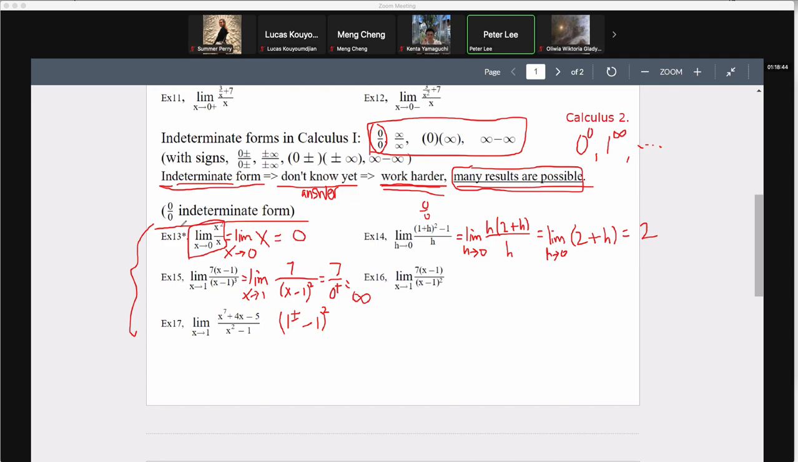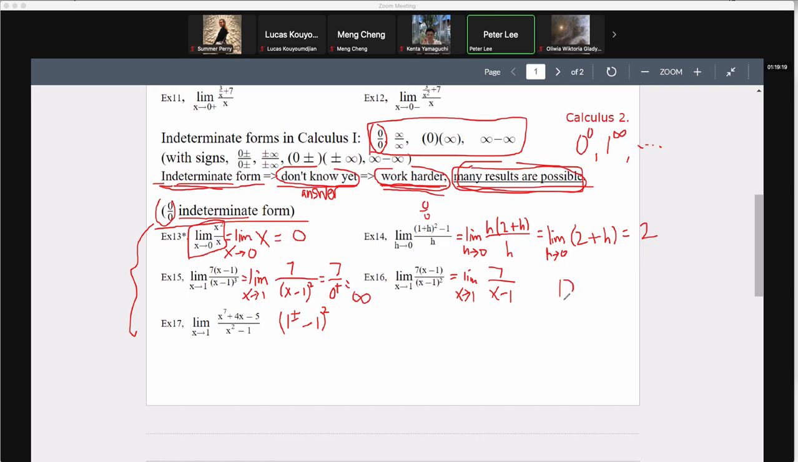Example 15 is also 0 over 0 form. So when you have a 0 over 0 form, it's an indeterminate form. What does the indeterminate form mean? Indeterminate form means many results are possible. It means that you have to work harder. It means that we don't know the answer. It means indeterminate or not yet. That's what it means. And this guy here is actually what? The limit of 7 over x minus 1 as x approaches 1. Oh, now in this case, looks like we have to split.